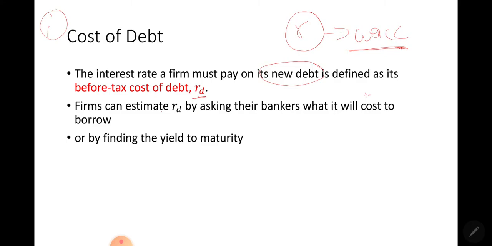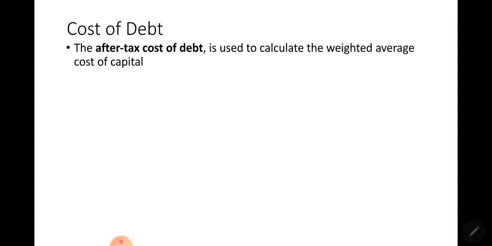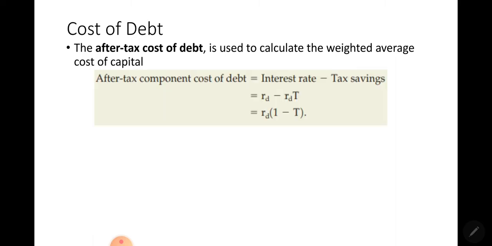Again, this is something you have already studied in Principles of Finance. YTM is the interest rate, the return the bondholder earns if he holds the bond till maturity. If the bondholder, the one who has given the loan to the corporation, keeps the bond till maturity, this is the total return that the investor will get. And if this is the investor's return, then it automatically becomes the cost of your corporation. You are more interested not in the before tax cost of debt but the after tax cost of debt, which is used to calculate the weighted average cost of capital.